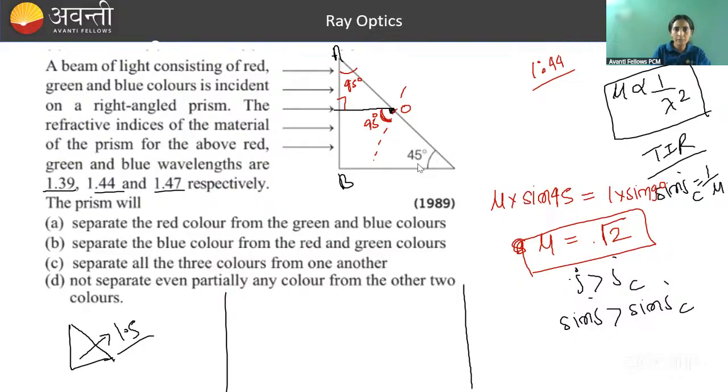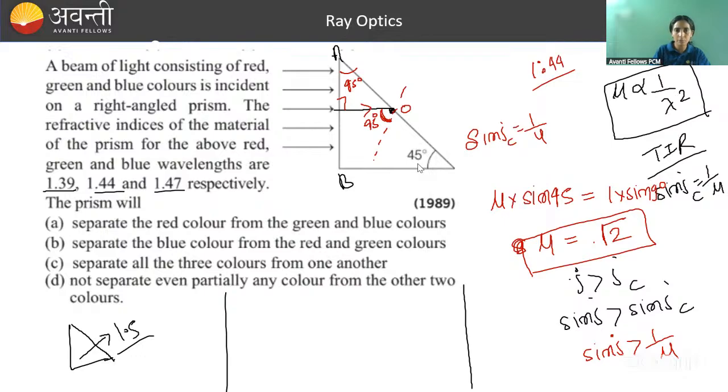If we talk about any light, blue or red or anything, the angle of incidence is the same, right? So let's check. Sine I should be greater than sine IC, and sine IC is 1 by mu. Simply put this in the inequality form, as it will be easier to check: sine I should be greater than 1 by mu.